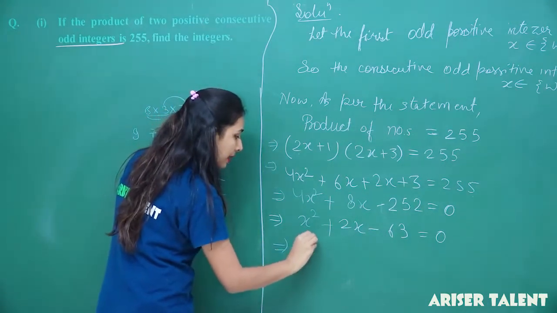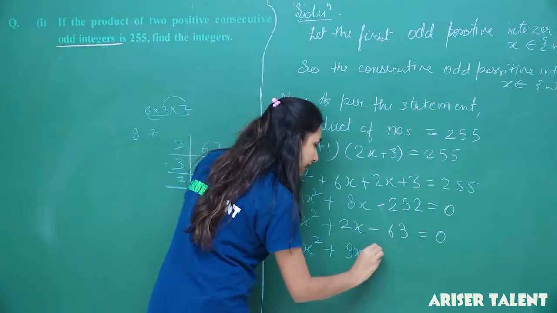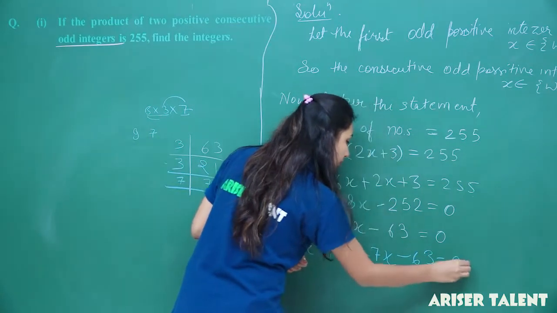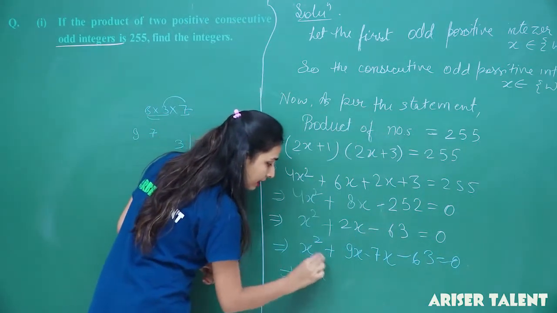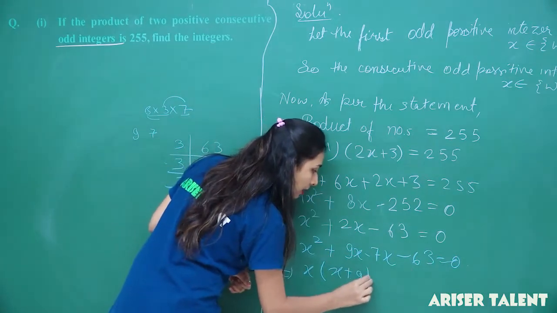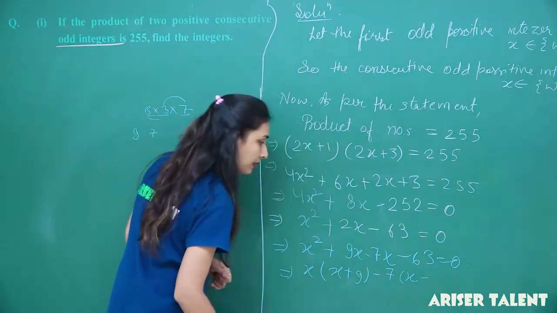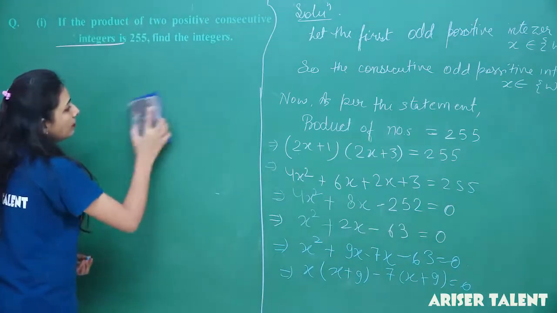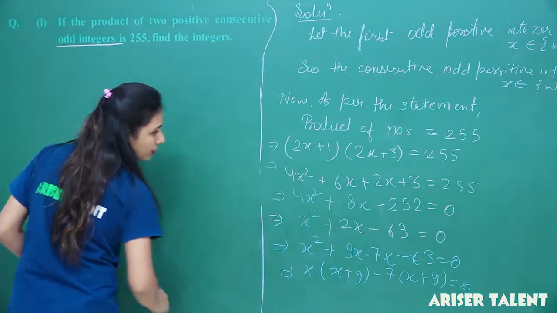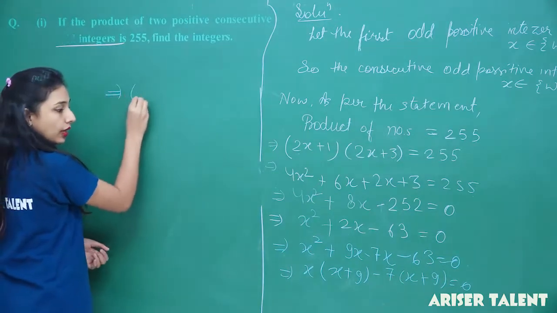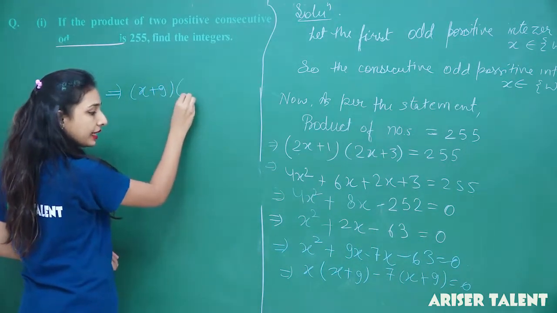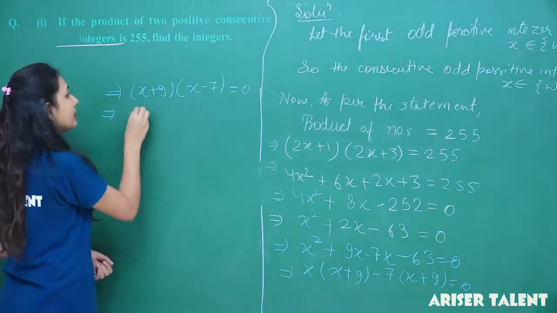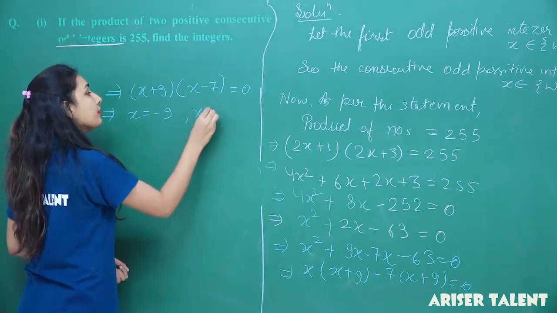So that will become x square plus 9x minus 7x minus 63 equals 0. Here I take x common, that will be x into x plus 9 minus 7 into x plus 9 equals 0. Now students, that will give you x plus 9 and in brackets x minus 7 equals 0. So x equals minus 9 or x equals 7.